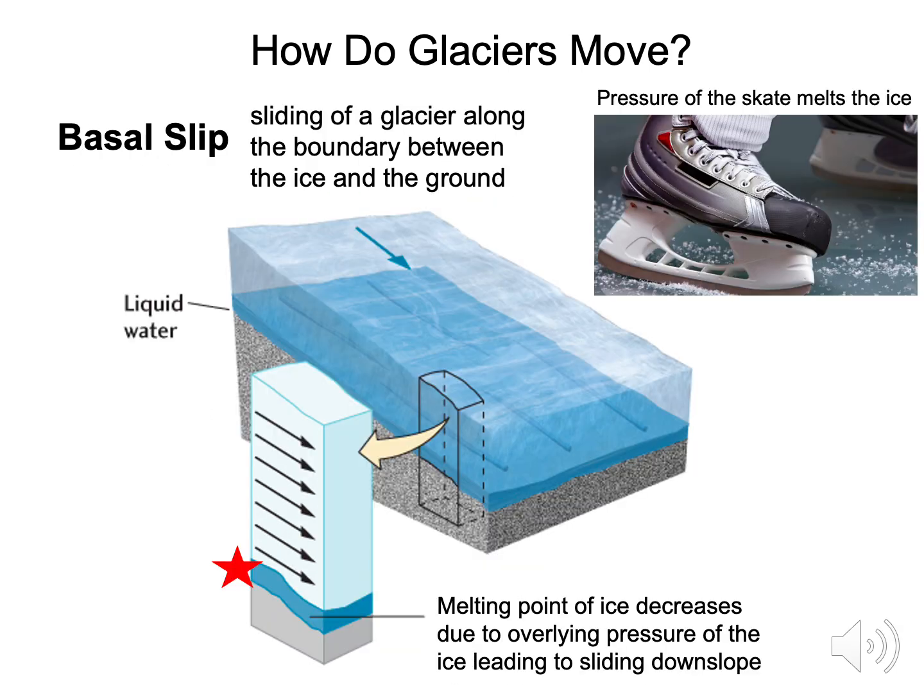There is a second method in which glaciers can move, and this second method is known as basal slip. Basal slip happens when a glacier is sliding along the boundary between ice and the ground. As the glacier slides along this boundary, what tends to happen is that the melting point of ice decreases due to the overlying pressure of the ice, and there is a very thin layer of water that exists between the glacial ice and the ground surface or the bedrock. This creates an area in which slip can occur.